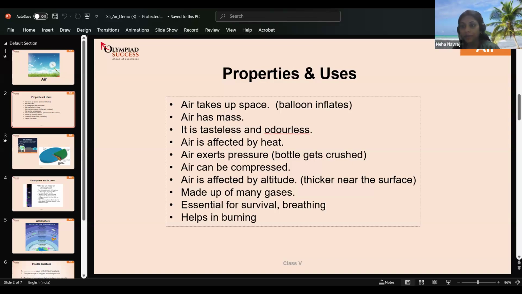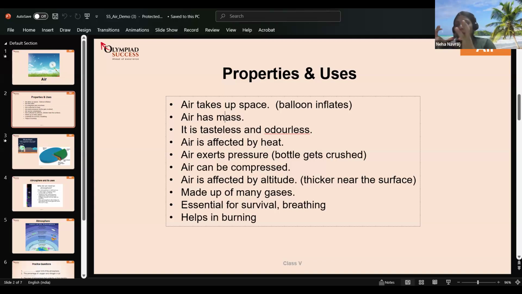Is that clear? Now coming to the next, air exerts pressure, that is, a bottle gets crushed. It's an example. So air has pressure. Pressure means the force per unit area that is given by a matter. Now, air exerts pressure.